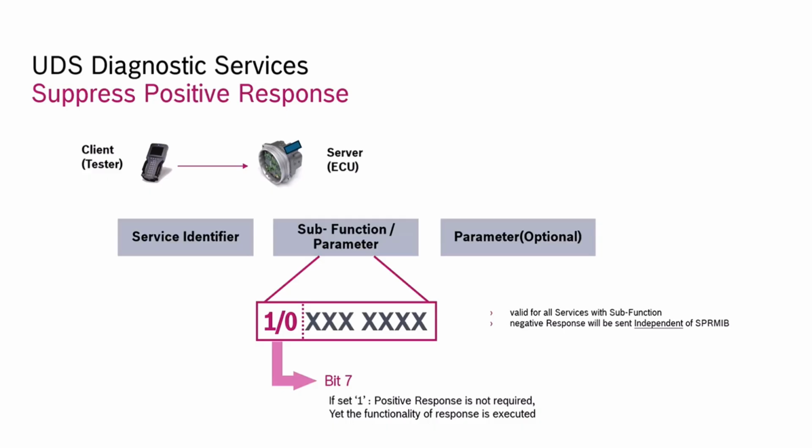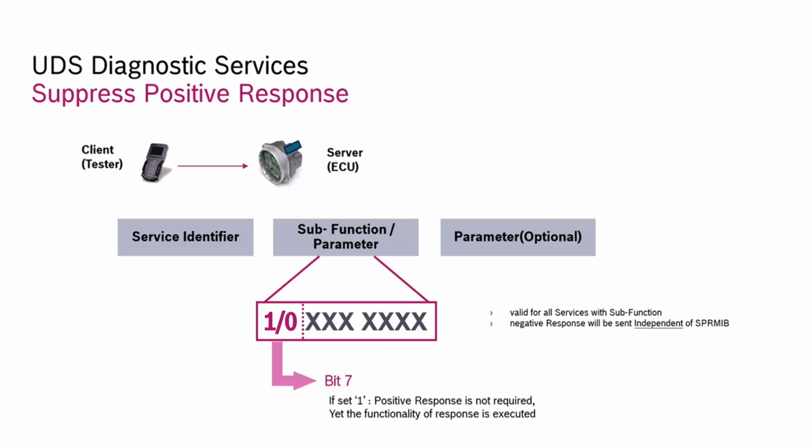For that we need the negative codes. From that only we get to know what is wrong. So we can't suppress the negative, only the positive response we can suppress. For that, the subfunction is a total of 8 bits, 1 byte. Bits 0 to 7: if you make the seventh bit 1, then it will suppress the positive response. You will send a request, the job will be done, but you will not receive any positive response.